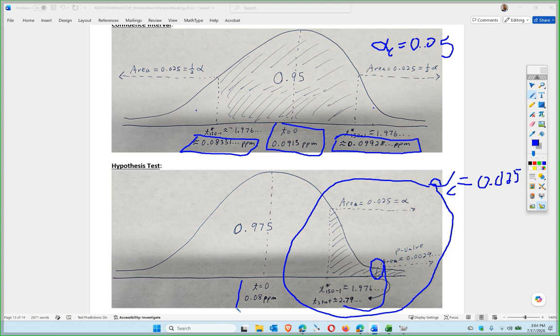The t0 is 0.08 parts per million, and therefore we line up here, because the 0.08 is not in here. It's over here somewhere, isn't it? 0.08 is over here somewhere, not in the confidence interval. And the t-stat is in here, which means we did find enough evidence to say it's not a usual sample, because usual samples would be in here essentially.